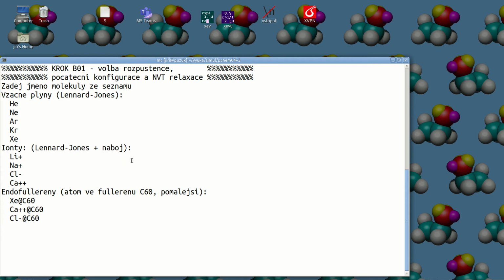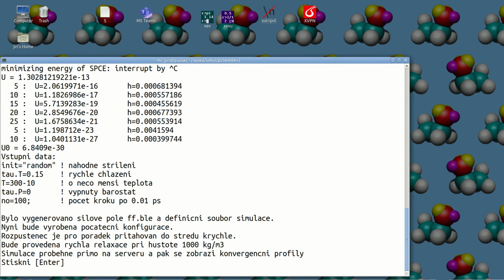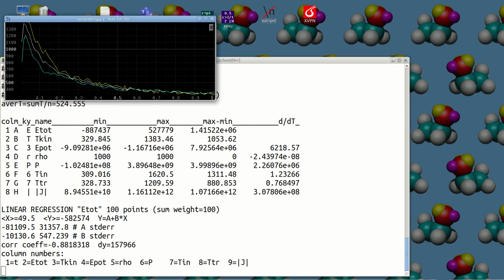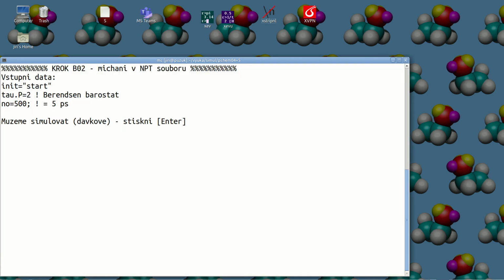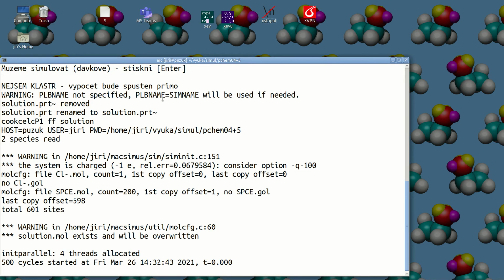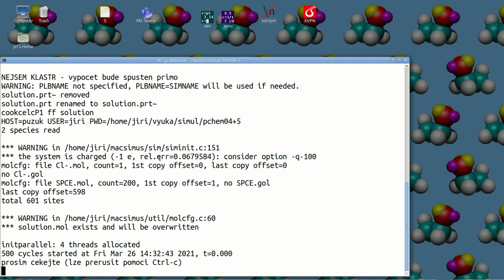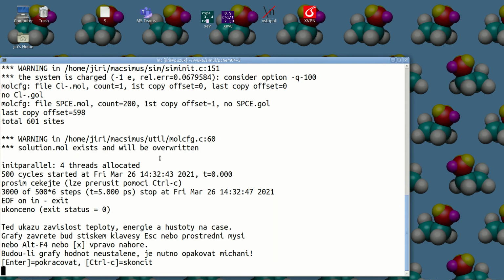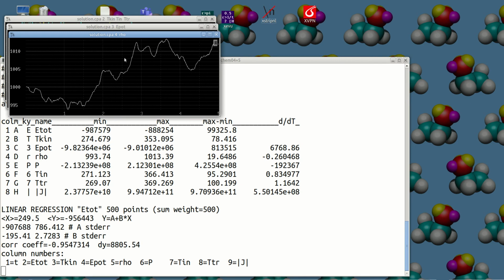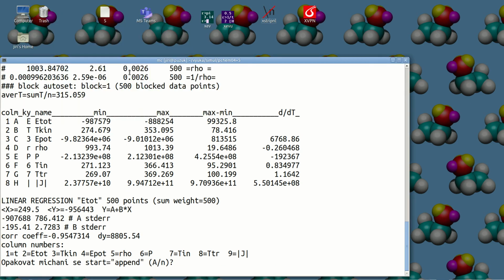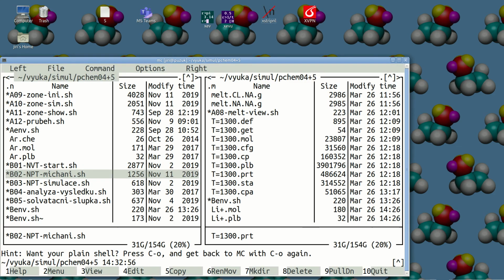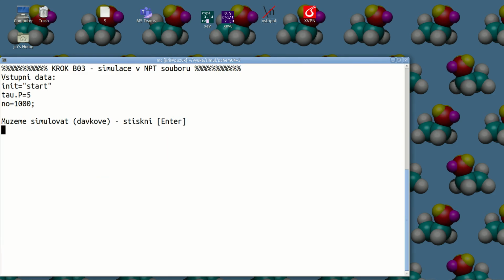Let's try chlorine. It's negatively charged. So again, we go through the same steps. So equilibrating at constant pressure. Already quite well equilibrated. And so we will not repeat the equilibration and the simulation.